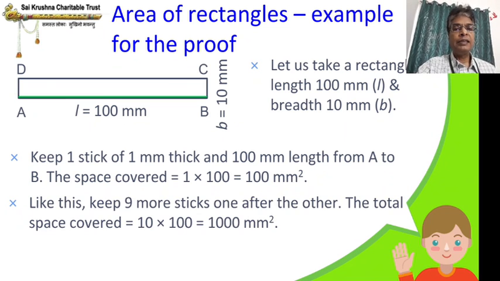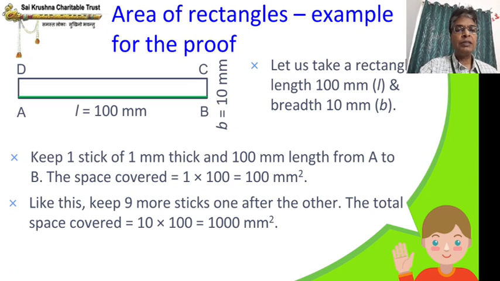Now like this, keep 9 more sticks one after the other, side by side. So what happens? The total space covered: already we have kept 1, we are keeping 9 more, so total 10 sticks, and the thickness of each stick is 1 mm. Area occupied by one stick is 100 mm square, so area occupied by 10 sticks equals 1000 mm square.